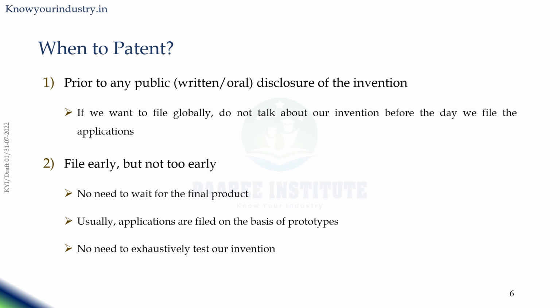When can we file a patent application? First of all, we need to identify the innovation. Second, we need to check whether our innovation meets the patentability criteria or not. Prior to any public disclosure of the invention, we can file a patent application. If we want to file globally, we should not talk about our invention before the day we file the applications.